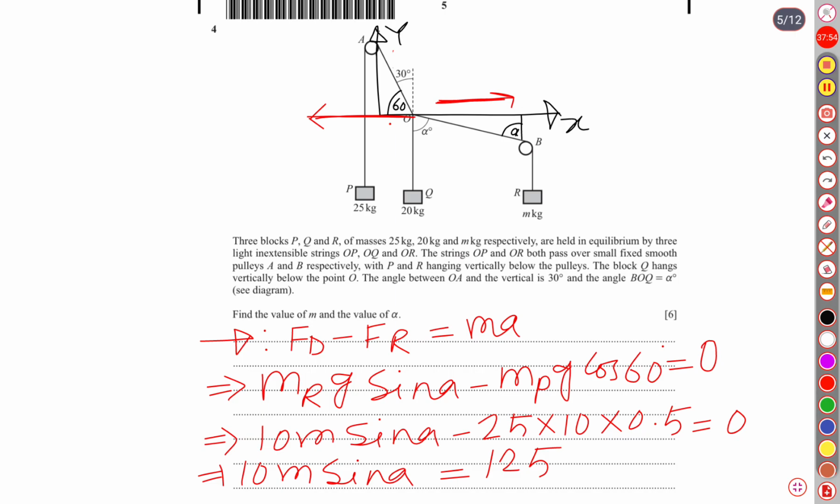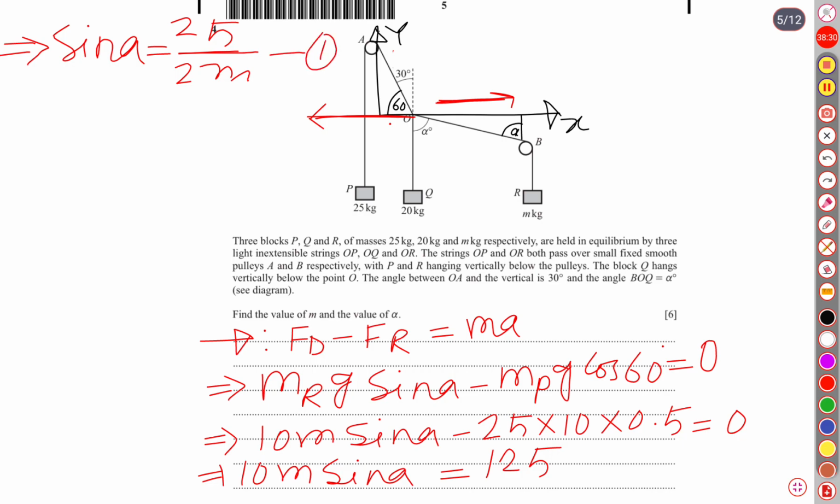Sine alpha is equal to 125 over 10m, and both of them are divisible by 5, so it is 25 over 2m. 2m is one of our equations. We'll have to form two simultaneous equations because two values are missing. This is equation number 1.